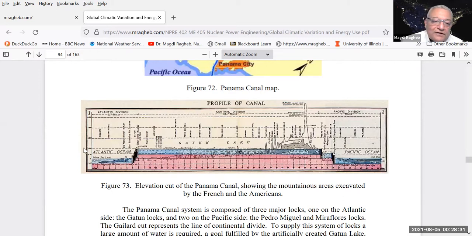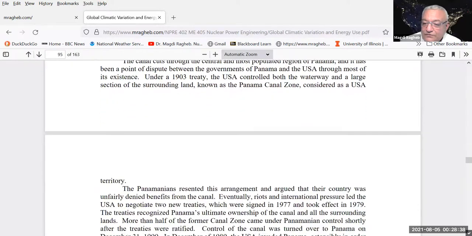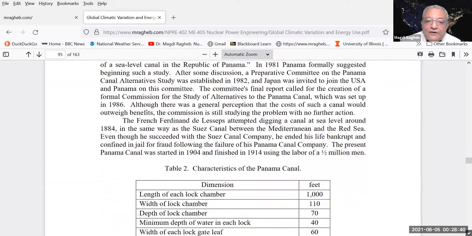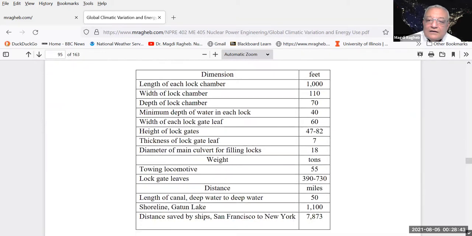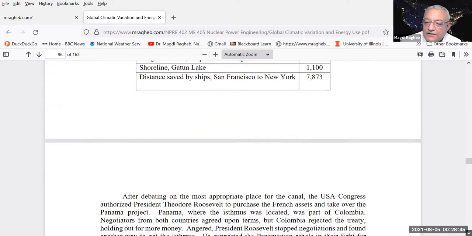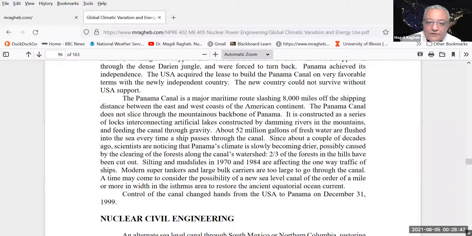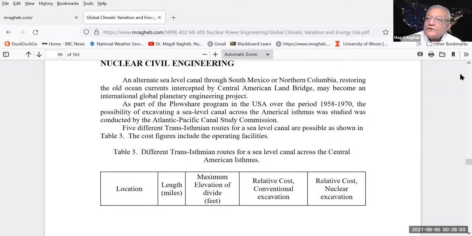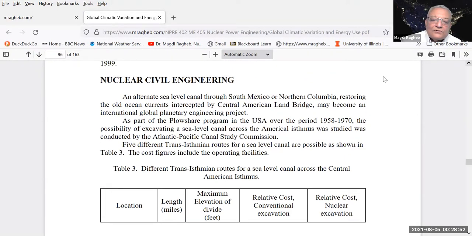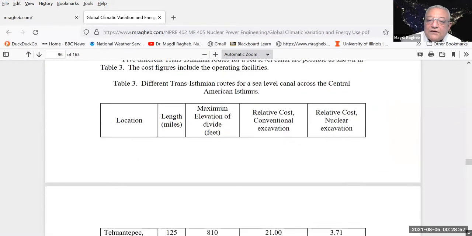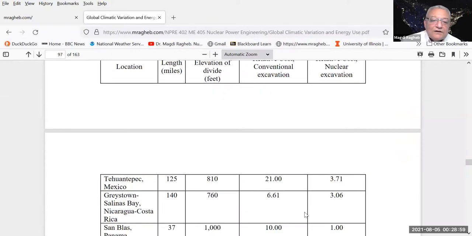If you want to reconnect the Atlantic Ocean to the Pacific Ocean through terraforming, we need to use sources of power. In that case, we would like to reconnect the Atlantic to the Pacific. And the way to do it is through a discipline that can be called nuclear civil engineering. And you can do this at different locations, one of them is in Mexico, one in Costa Rica, one in Panama.